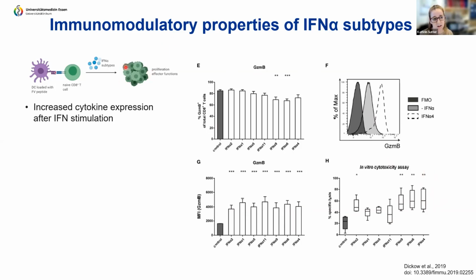So we just take these cells and let them kill some target cells. And there you see that the untreated cells only killed like 20% of the target cells, whereas those cells which were treated with interferon, they killed up to 60 to 80% of the target cells. So especially here, this increase in granzyme B expression strongly improves their killing capacity.